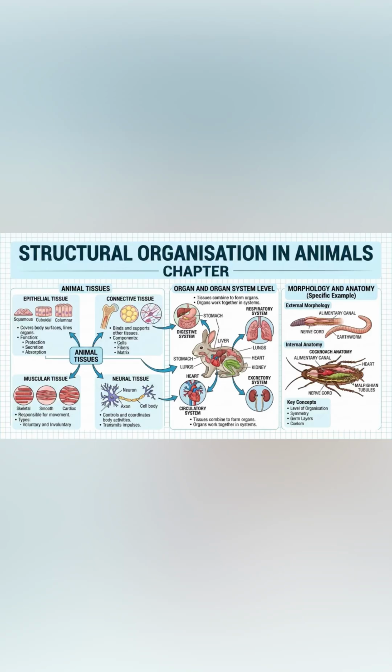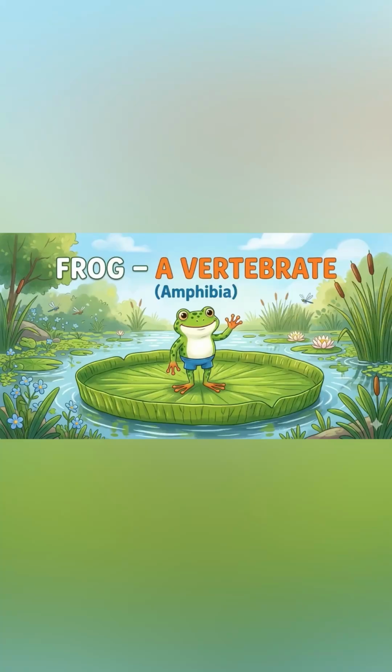Frog, a vertebrate example. Frog and body division. We start with the frog, a classical example of a vertebrate. The first visual shows a cartoon frog standing on a leaf. This sets the context that the frog belongs to vertebrates, animals with a backbone.